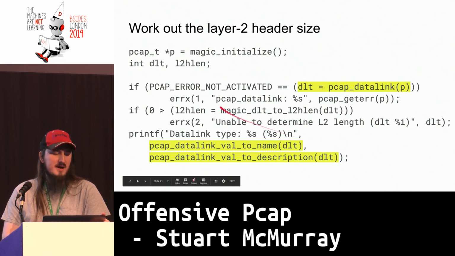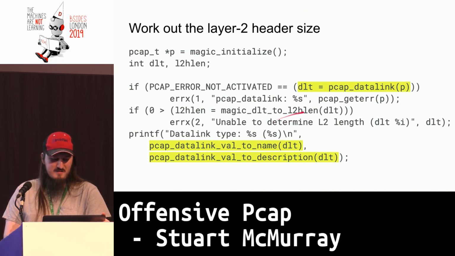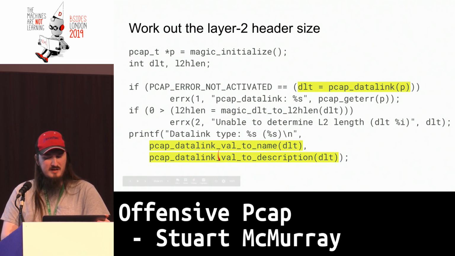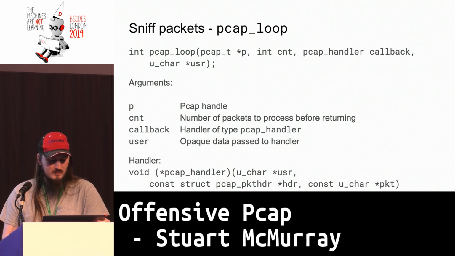So we have some magic initialization of p, which we'll use in the future slides as well. Grab the data link type, and then you'll have some sort of switch. Well, I had it somewhere in the code. Anyways, you'll have some sort of switch. Note two functions, pcap_datalink_val_to_name and description, which I totally skipped over in the last slide. Give a nice human-readable name for your type and a brief description.